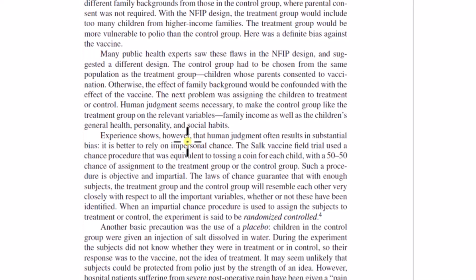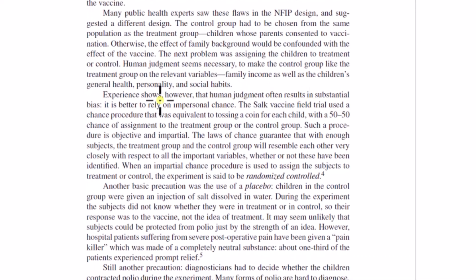Experience shows, however, that human judgment often results in substantial bias. It is better to rely on impersonal chance as much as you can. So what they're saying here is that for every child, you can think about it as if they just flip the coin and then assign them to one of the groups. And this works well as long as you have a sufficient number of subjects.